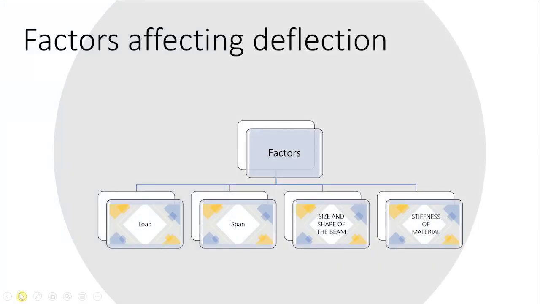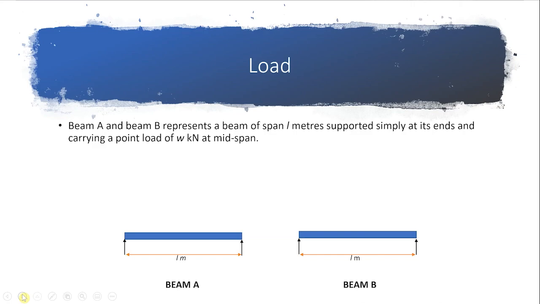So factors affecting deflection, we have 4: load, span, size and shape of the beam, and also the stiffness of material. We're going to look one by one. So first here we have load. Beam A and beam B represent beams of span L meter supported simply at its end and carrying a point load of W kilonewton at mid span.